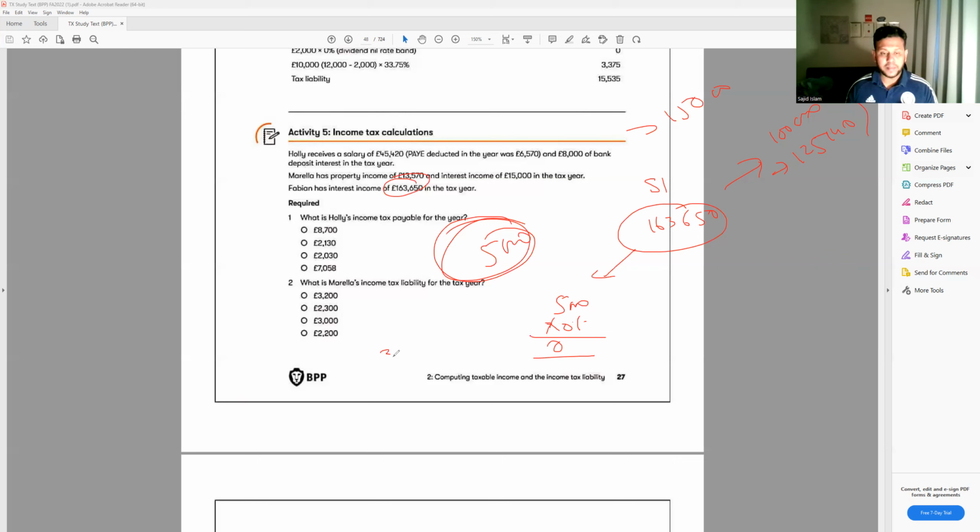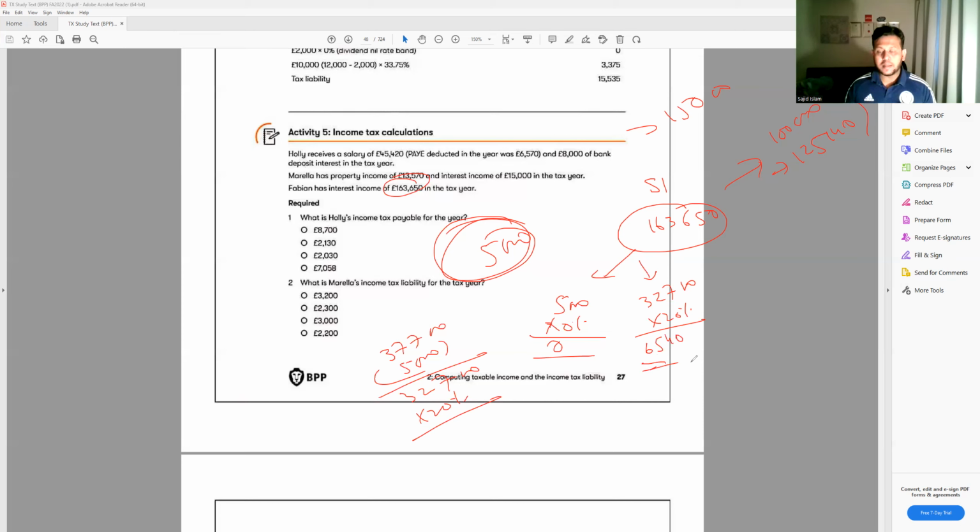Then the next one will be my basic rate. Now we already know my basic band is 37,700. From here, I already used 5,000 for the 0 rate, so I still have 32,700 left. And here I'm going to pay my basic rate, which is always 20%. So on the 32,700, I'll pay 20%. That's my basic rate tax, 6,540.